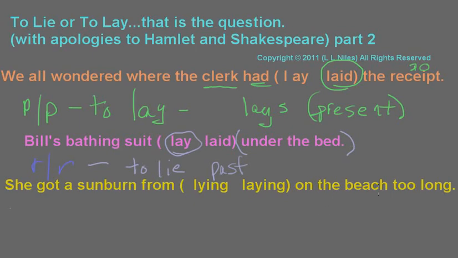Next one. She got a sunburn from lying or laying on the beach too long. This is probably the most commonly misused form, that present participle. Let's try: from putting on the beach too long? Nah. From placing on the beach too long? No sense whatsoever. Therefore, we mean resting or reclining on the beach, which means we have to use a form of the verb to lie. Got shows it's already happened, so the main verb's in past tense, but we are using the present participle here, and that has to be this one.